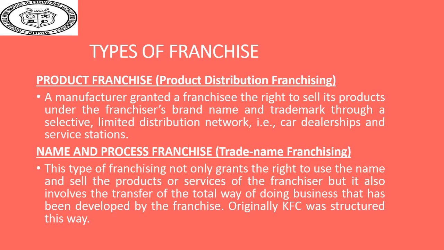Now, types of franchise. There are three major forms of franchise. The product franchise, that is product distribution franchising, is the most simple form. The manufacturer grants the franchisee the right to sell its products. McDonald's hamburgers, for example, are sold under the franchisor's brand name and trademark through a selective, limited distribution network. For example, Toyota or Honda car dealerships, and service stations. This is a very simple form of franchising.